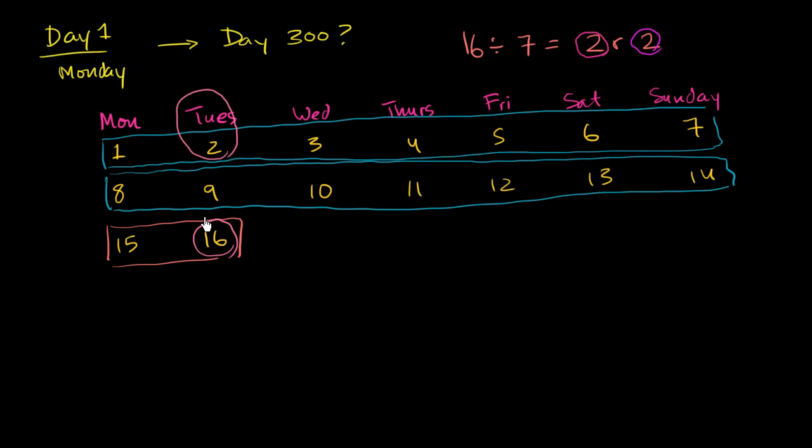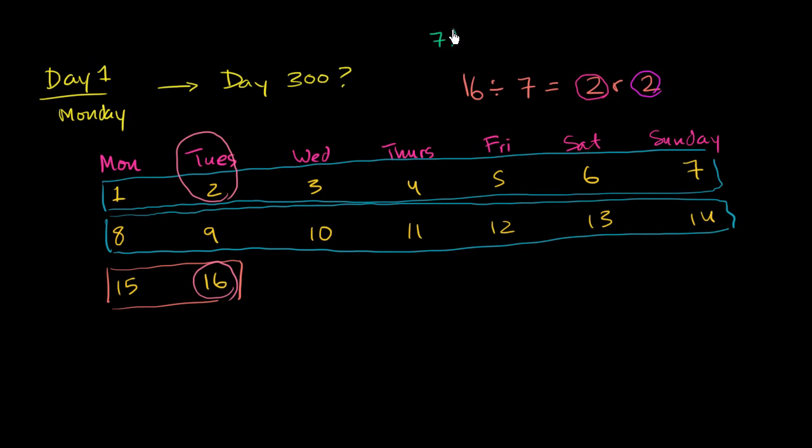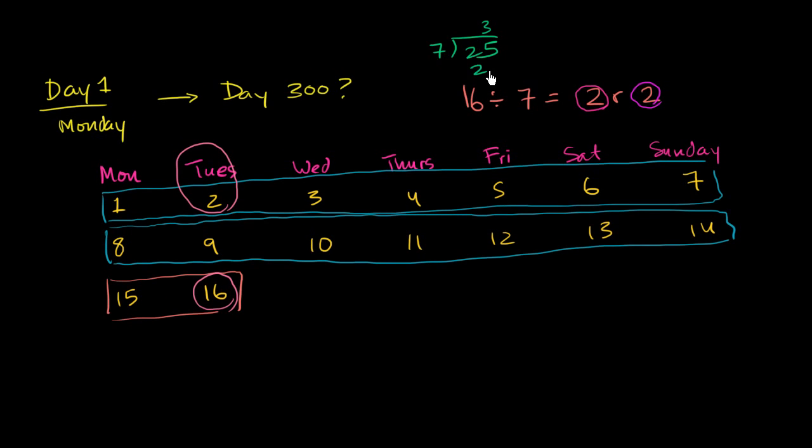I know what you're saying. Does that always work? Well, let's try it out with some other examples. Let's imagine day 25. So let's just divide 25 by 7. 7 goes into 25 3 times. 3 times 7 is 21. You have a remainder of 4. So let me rewrite this. 25 divided by 7 is equal to 3, remainder 4.